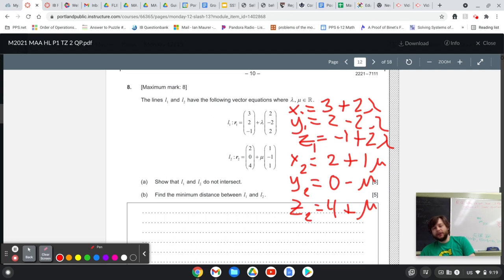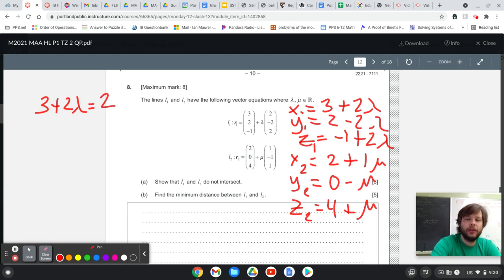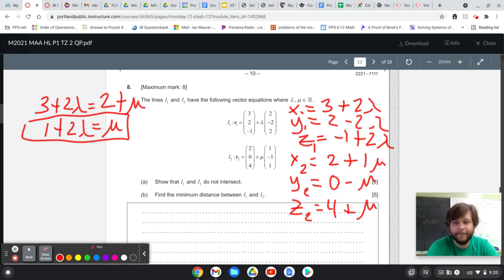Now, it says show that they do not intersect. And what it means for two lines to intersect is that they have the same x, y, and z coordinates. So let's just go through and start setting equal our x, y, and z coordinates and see what we can figure out. So I'm going to start with the x's. We're going to take our line 1, 3 plus 2 lambda, equals our line 2, 2 plus mu. Can't solve it here because I have two unknowns, but I can subtract 2 from both sides, and then I would get 1 plus 2 lambda equals mu. And that's a nice substitution that I can use later.